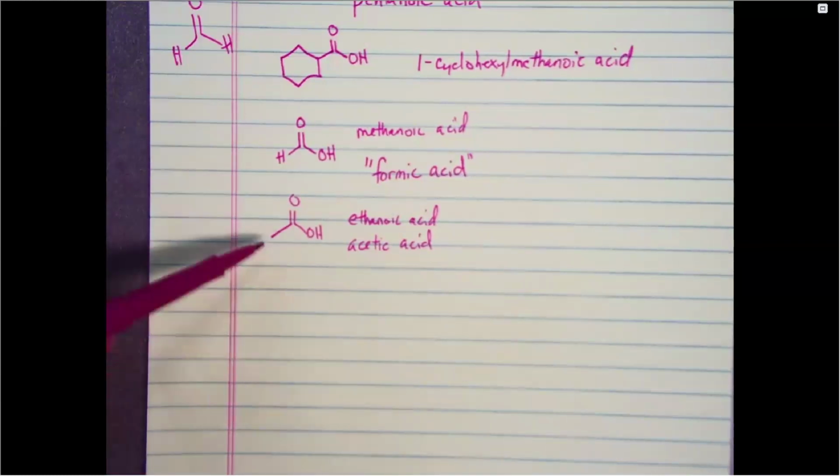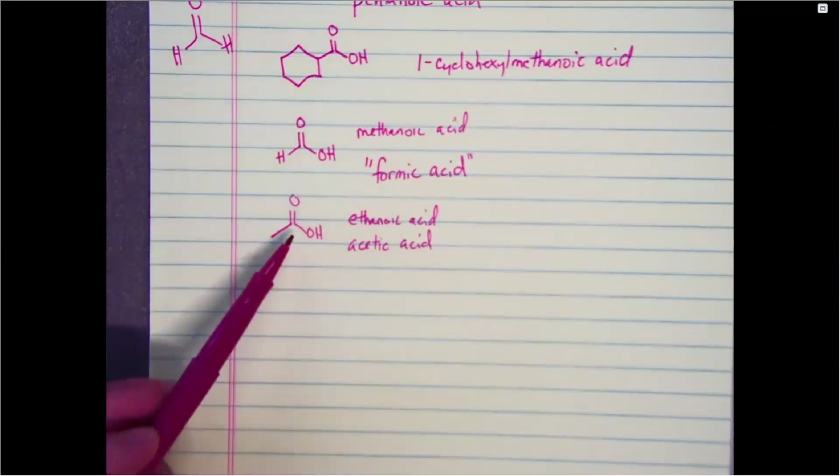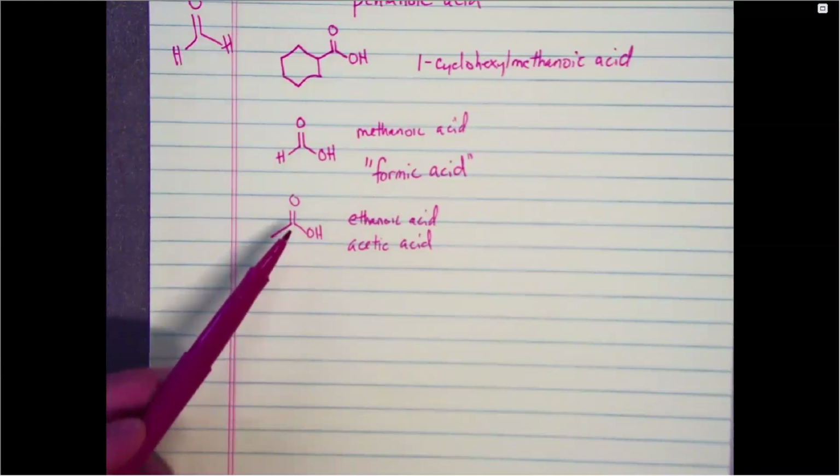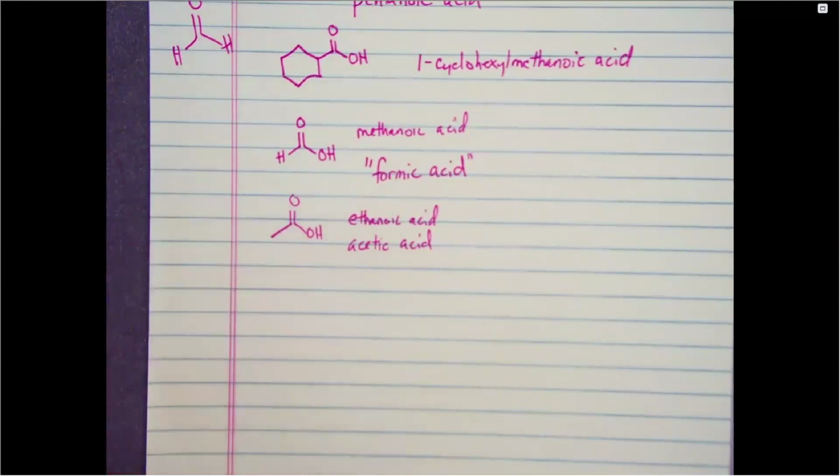Acetic acid, a 2-carbon carboxylic acid. This stuff is not a solid at room temperature. It's a liquid. All right. And oddly enough, it has very, very similar properties to water in terms of its melting and boiling points.